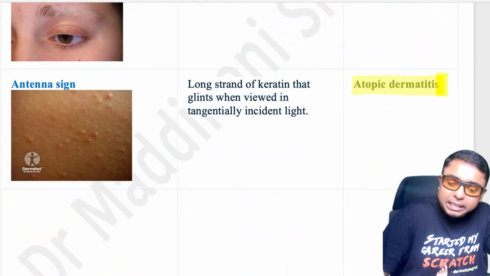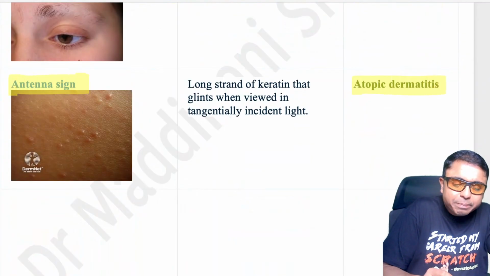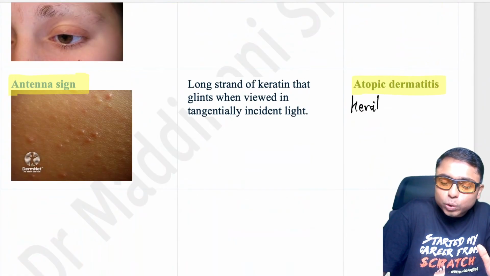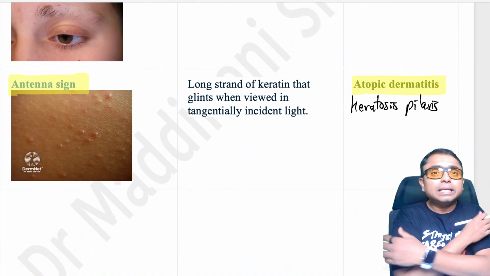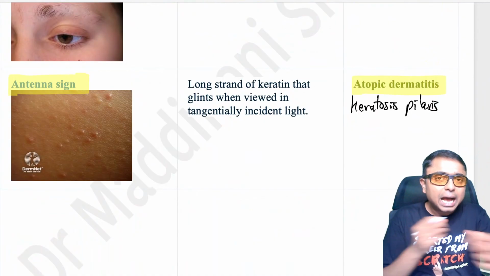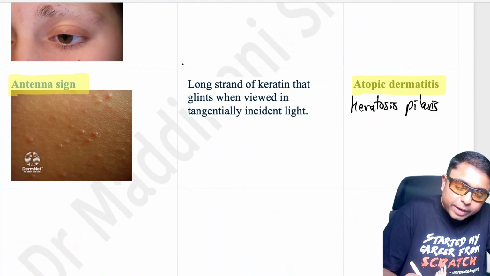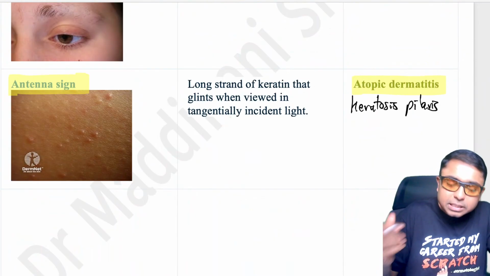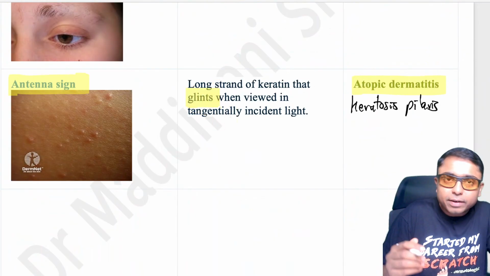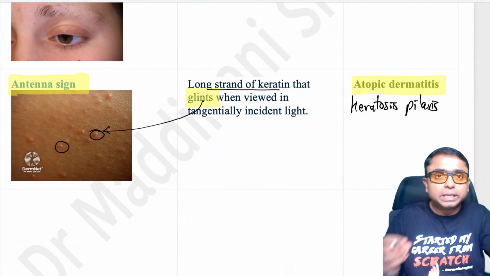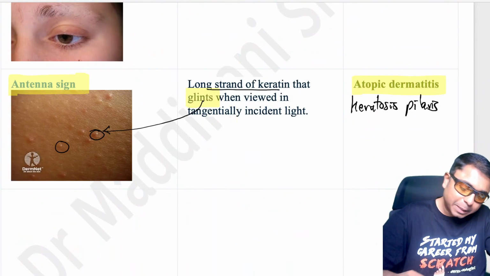In atopic dermatitis, we can also see this antenna sign. Basically, in atopic dermatitis, patients are going to have keratosis pilaris, which is also called chicken skin. The lesions appear as hyperkeratotic papular lesions on the sides of the arms. If you put a light from the side, we can see that it will shine because of the long strands of keratin present here. So you are able to see the strands of keratin. This is what is called an antenna sign.